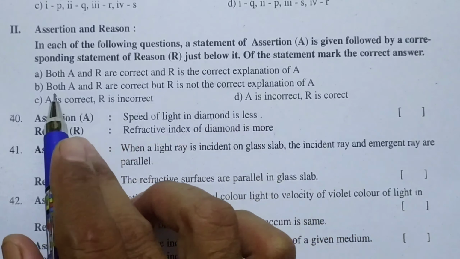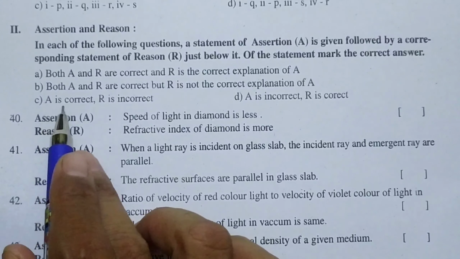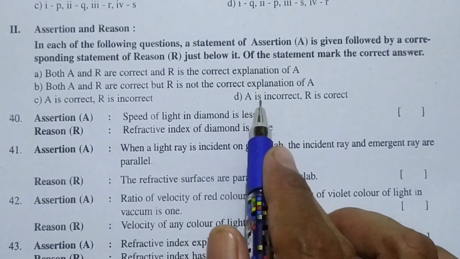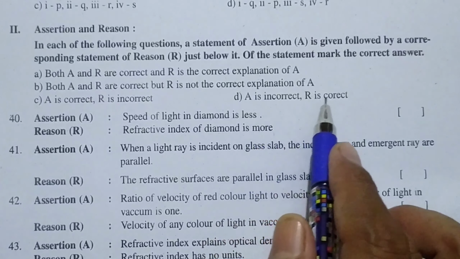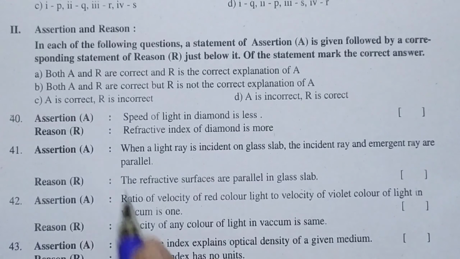Which we need to give option B: both A and R are correct, but R is not the correct explanation of A. We need to give option C if A is correct, R is incorrect. Option D will be the right option if A is incorrect and R is correct. Let us see question number 40.